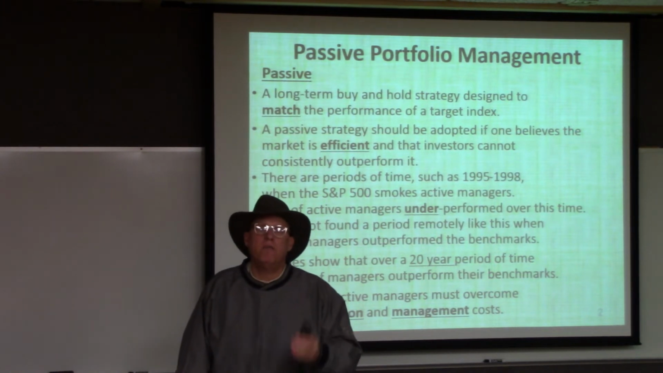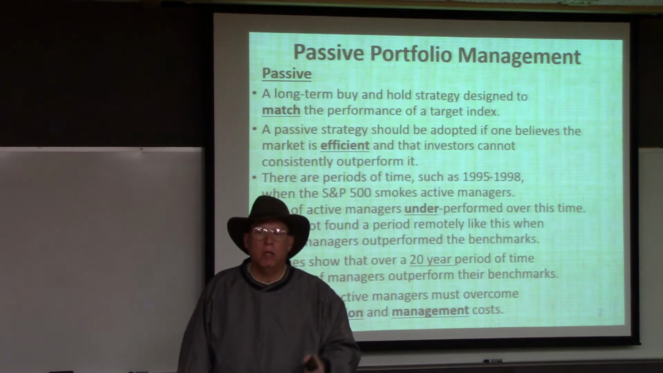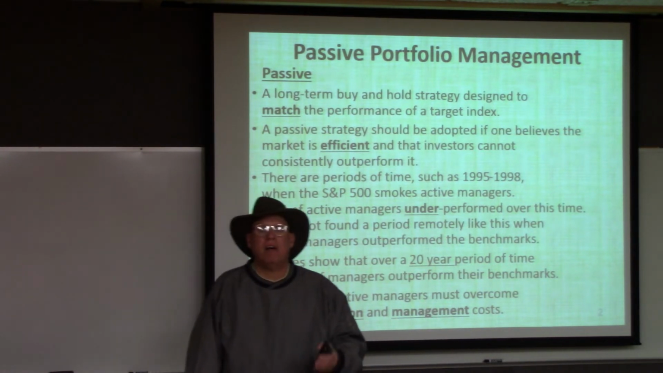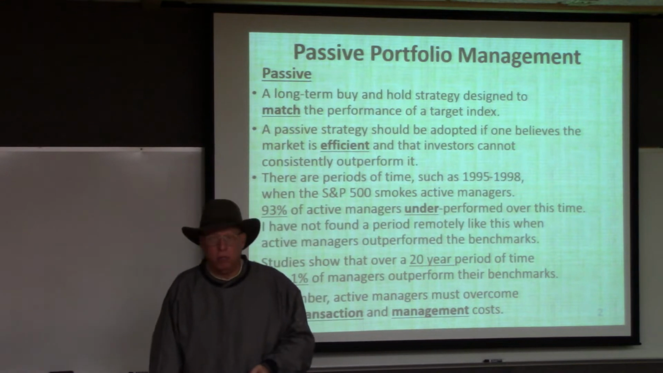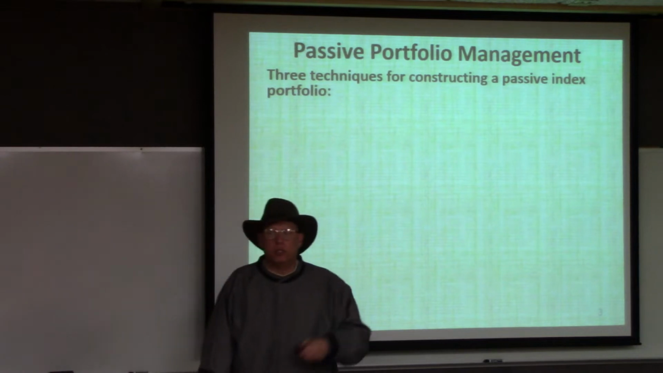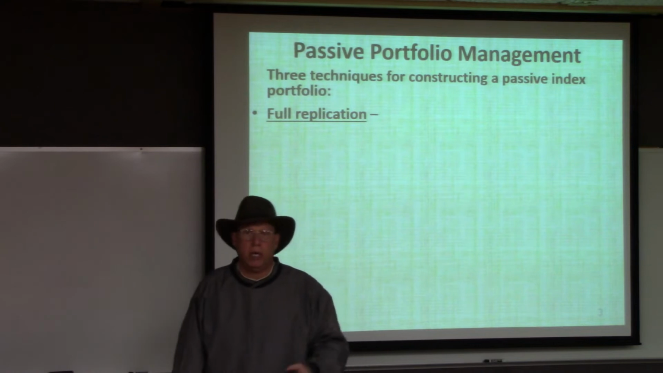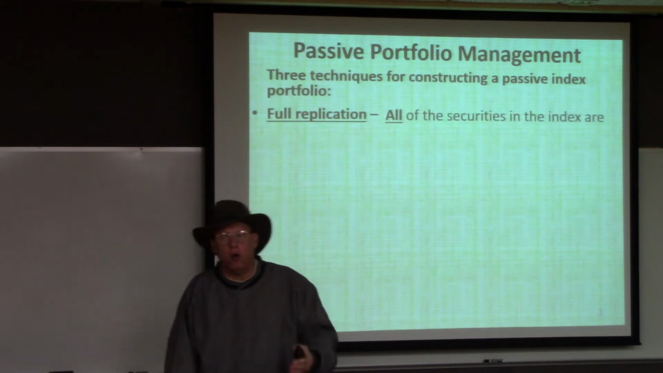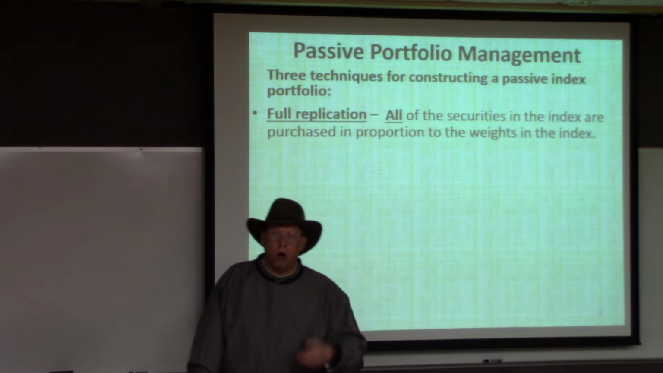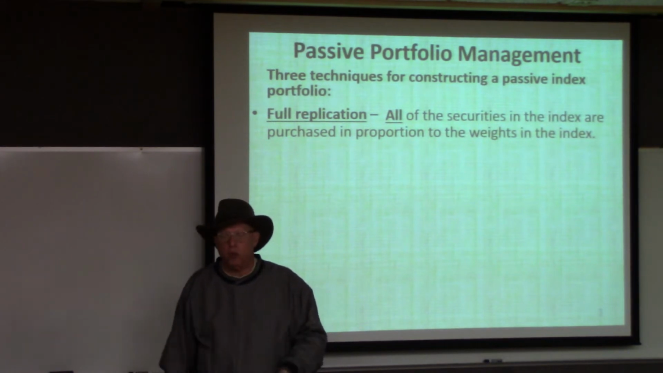The typical fee for an index equity portfolio is about 1/10 of 1%. So about 95% less for an index fund. All right, so there are three ways to construct a passive index portfolio. The first is full replication. What that means is all the securities in the index are purchased in proportion to the weights in the index. So you're completely replicating the index in your portfolio.